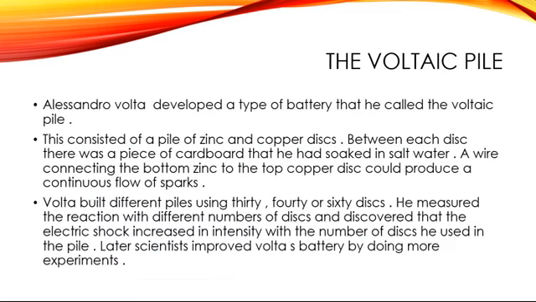Then coming to the voltaic pile. This is another battery. Alessandro Volta developed a type of battery that he called the voltaic pile, and this consisted of a pile of zinc and copper discs. Between each disc there was a piece of cardboard that he had soaked in salt water. A wire connecting the bottom zinc to the top copper disc could produce a continuous flow of spark.